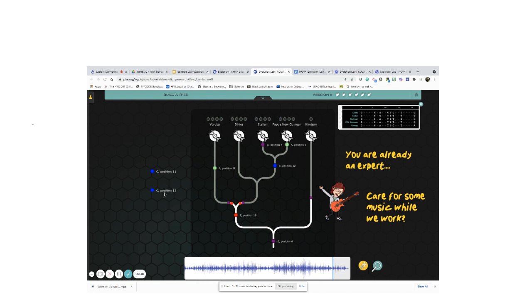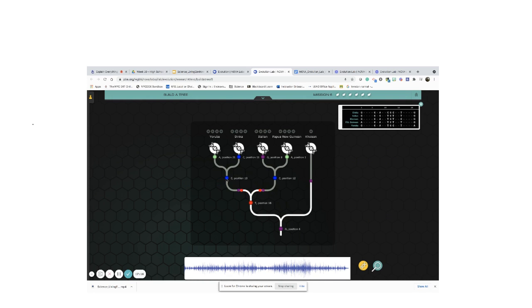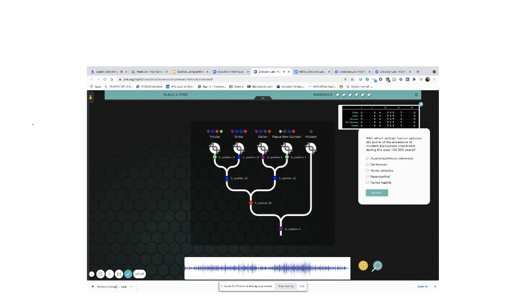Okay, so we're down to 2 different nucleotides. C in position 11 seems to be only available for Dinka. And C in position 13 seems to be available for Yoruba and Dinka. So Yoruba and Dinka must be closely related. All right, let's see if our tree is correct. And it seems that our cladogram is perfect.